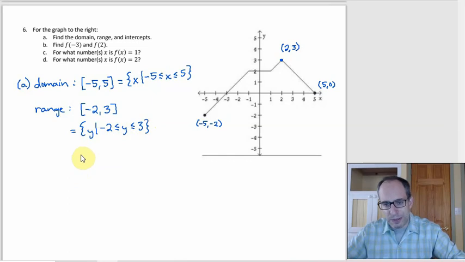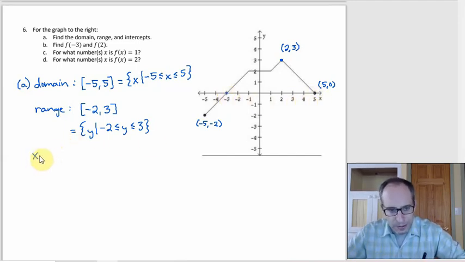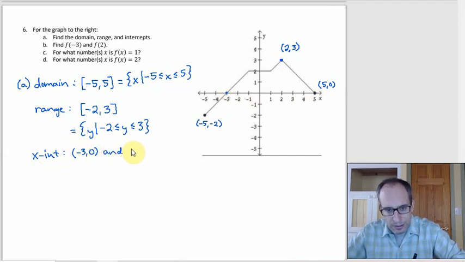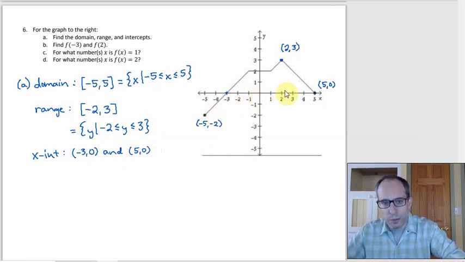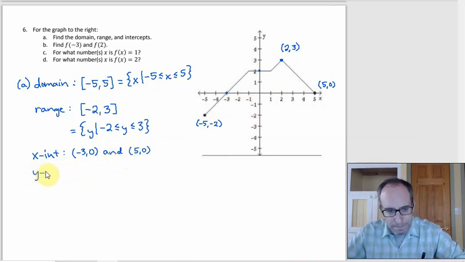And then the intercepts. We've got one x-intercept right here, and we've got the other one over there. So the x-intercepts are going to be -3, 0, and 5, 0. And then the y-intercept looks like it's right there. That's where the graph is going to cross the y-axis, so 0, 2. So the y-intercept would be 0, 2.